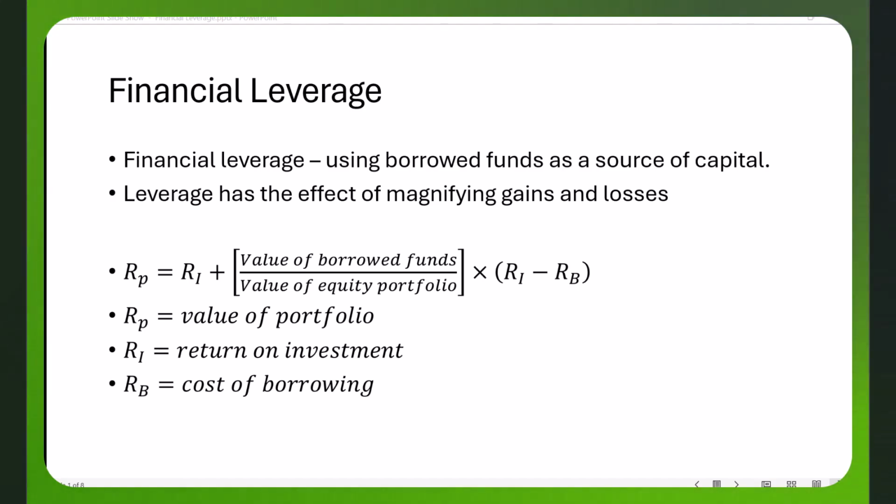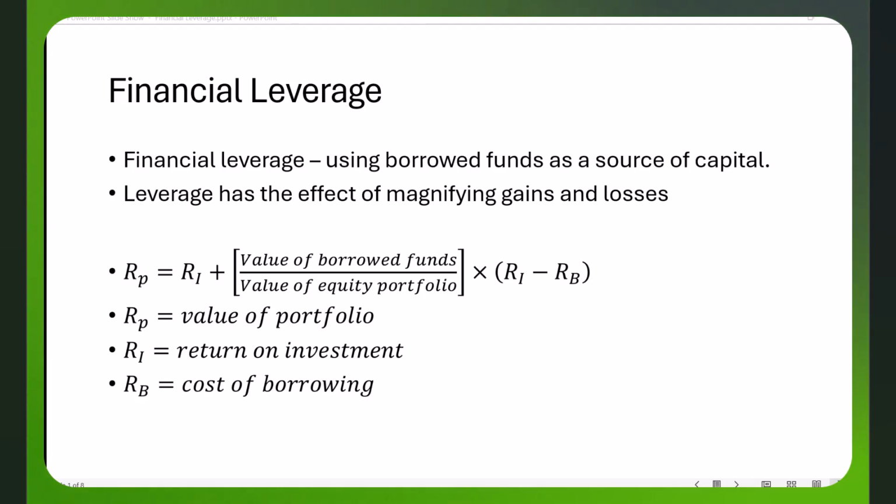Let's take a look at the impact of financial leverage on return. So financial leverage is the case where you're using borrowed funds as a source of capital. And what leverage does is it has the effect of magnifying gains and losses. When you buy a house and get a mortgage, you're using leverage. And in fact, that's why your return can be so great.